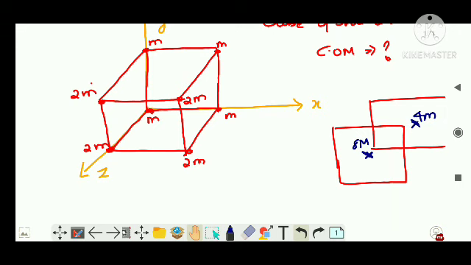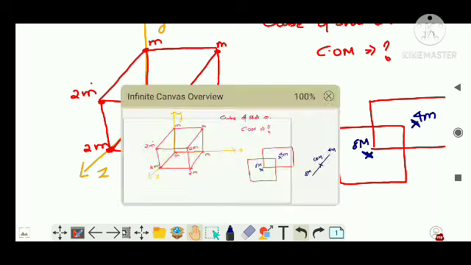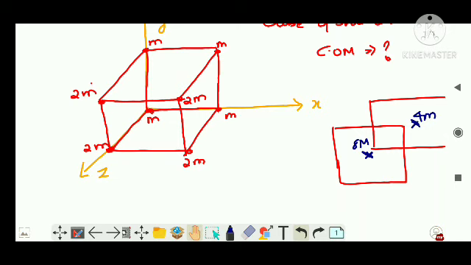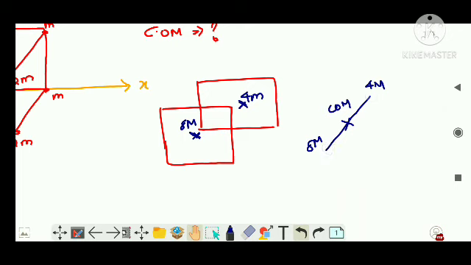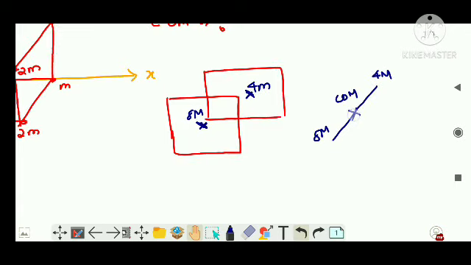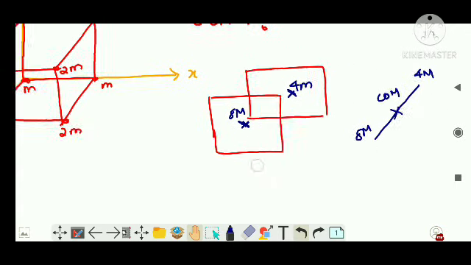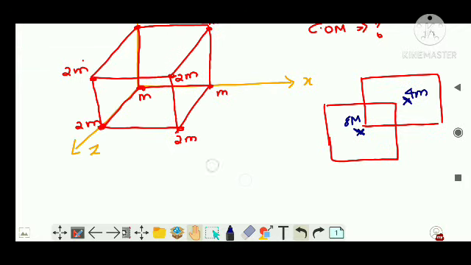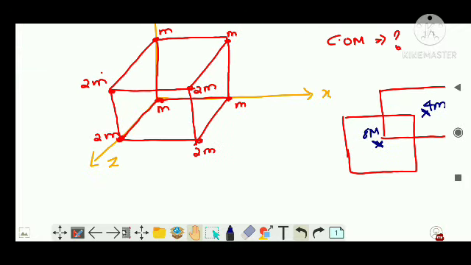Similarly, I have taken this surface, right? That surface has another 4 masses, so 4m is concentrated at this face. So I have taken these two centers of mass. I have separately drawn the centers of mass 8m and 4m, which lie along this line, so that the center of mass of this entire body will be lying between 8m and 4m. This is the position of 8m, this is the position of 4m, and the center of mass might be lying somewhere here.